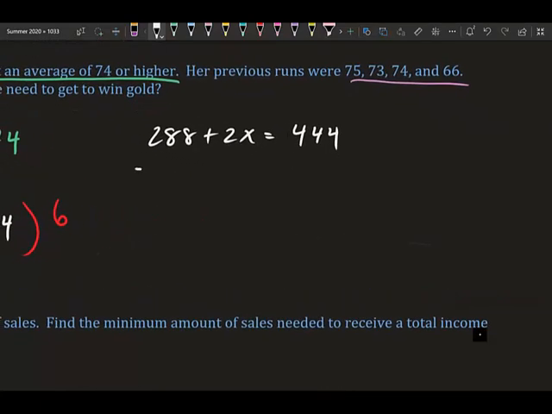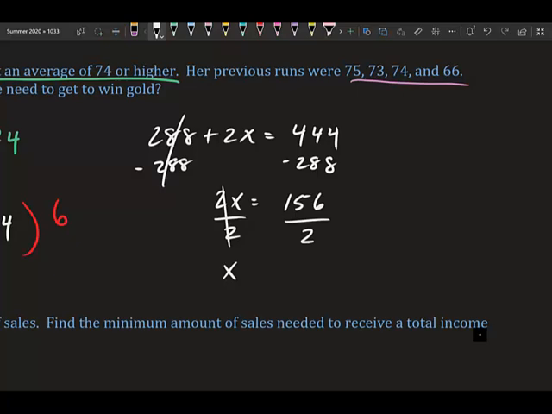Let's solve for x. We're going to subtract 288 from both sides. And when we do, we're left with 2x equals 156. Divide by 2. So we get x is equal to 78.